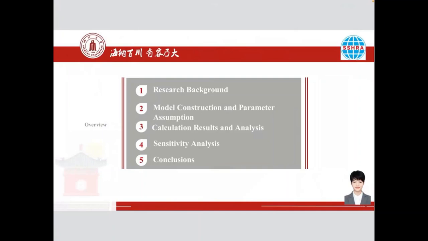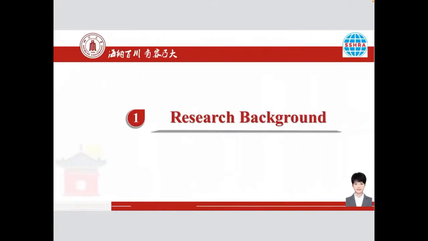Firstly, I will introduce my research background. Secondly, I will show model construction and parameter assumption. Thirdly, I will introduce calculation results and analysis. Then I will show sensitivity analysis. Finally, we make our conclusion. So I will introduce my research background first.